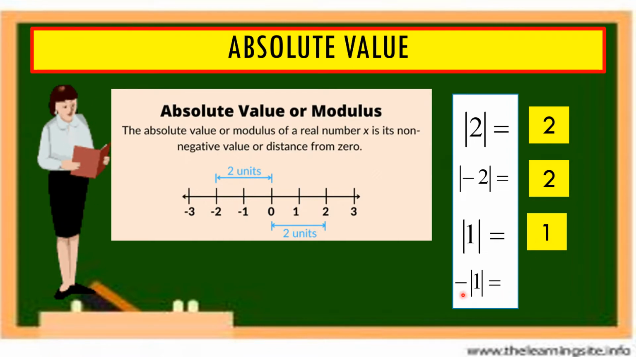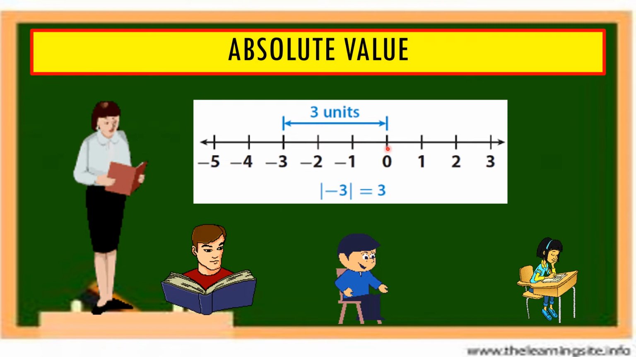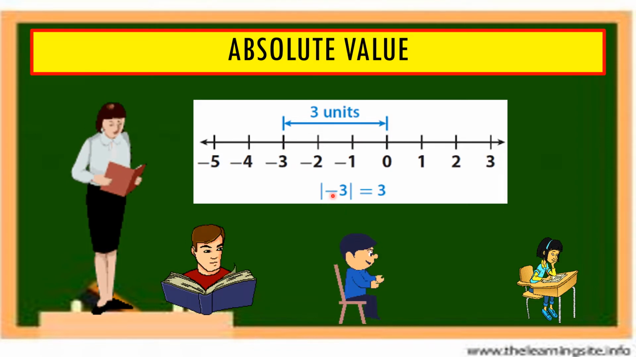But in this particular number, we have this one. We read this one as the opposite of the absolute value of 1. So we have the absolute value of 1, and the opposite of 1 is negative 1. So that is our answer. We have the distance from 0 to negative 3. The distance from 0 to negative 3, that is going to the left, is the absolute value of negative 3. And the absolute value of negative 3 is 3.